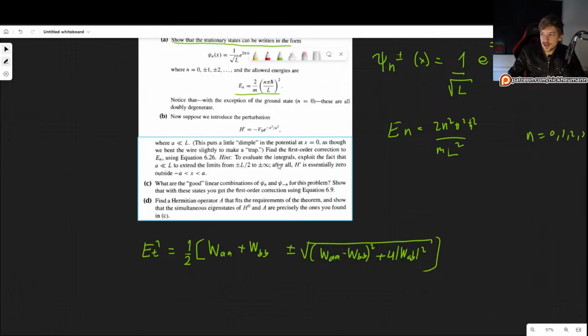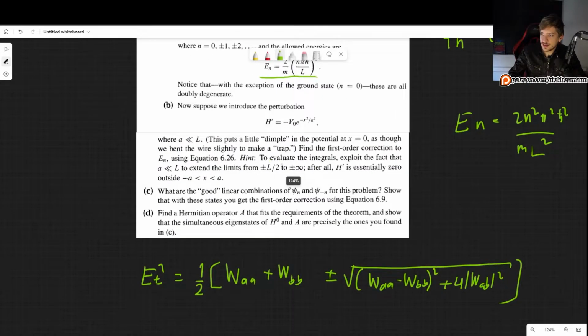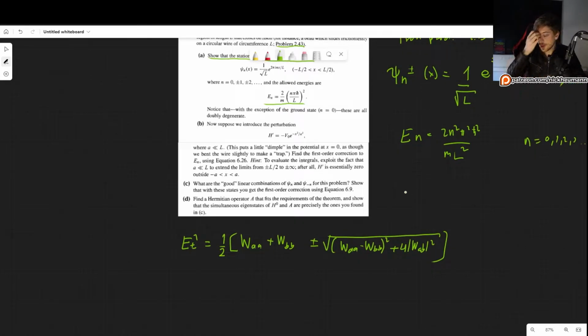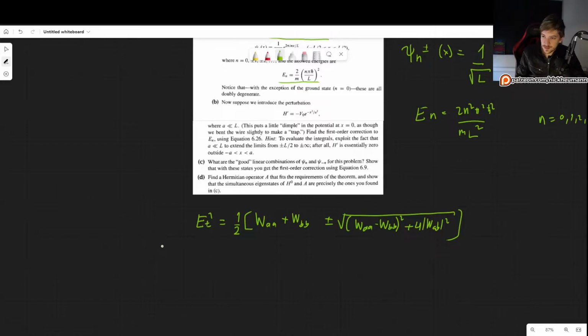Okay, so that is the result that we had, and they say to evaluate the integrals, exploit the fact that a is much smaller than L to extend the limits from plus or minus L over 2 to infinity. After all, H prime is essentially 0 outside of the range between minus a and a. Okay, so let's go for this. Now what we want to do is find the first order correction. So we need W_AA, W_BB, and W_AB. That's what we need. So let's go for W_AA. Now, remember that W_AA is our state A in the inner product with our perturbation.